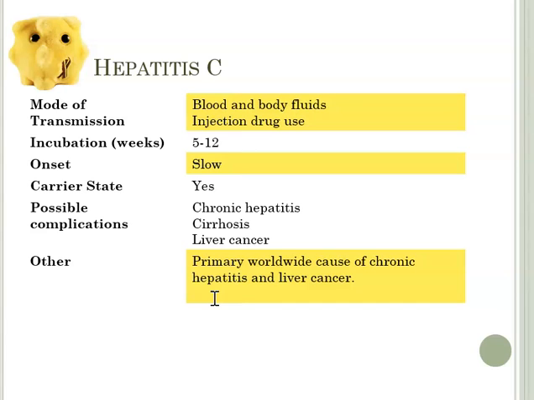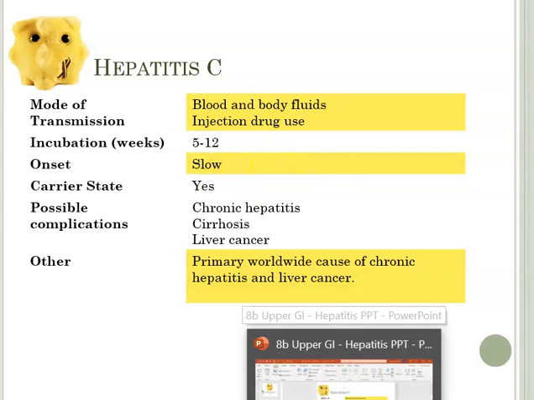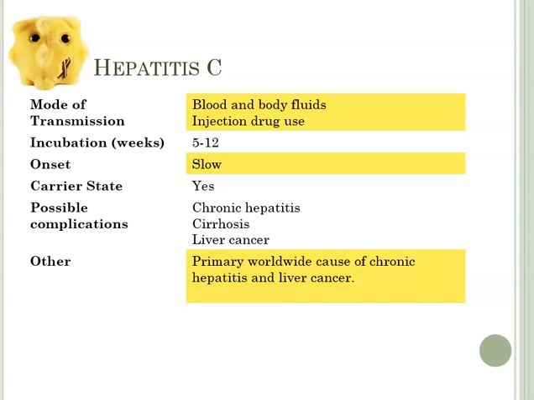So Hep C, again, body fluids, blood, injections, drug use. Your incubation period for this is 5 to 12 weeks, so relatively slow. Usually these patients are asymptomatic. They're not found out till other complications develop, and there are a lot of famous people that have this and are pretty open about it, like Tommy Lee, Pamela Anderson, a big list of them. So Hep C is the primary worldwide cause of chronic hepatitis and liver cancer.